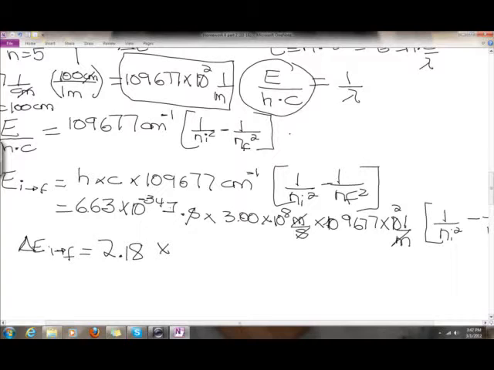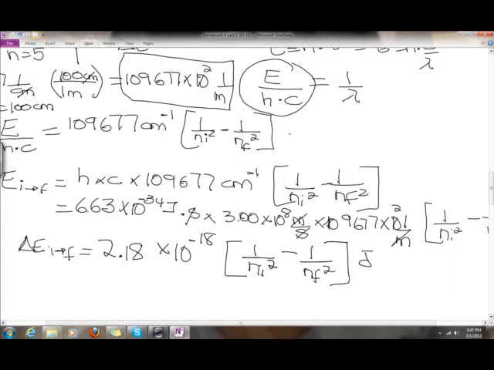So your resulting equation, if you do all this calculation, should give you 2.18 by 10 to the minus 18, times 1 over n_i squared minus 1 over n_f squared. And by the way, maybe a little bit off in some numbers. For example, the homework uses 6.625, but I don't want to change that because we've already been using this. So you may get a little bit different result when you do this calculation. And this is in joules.